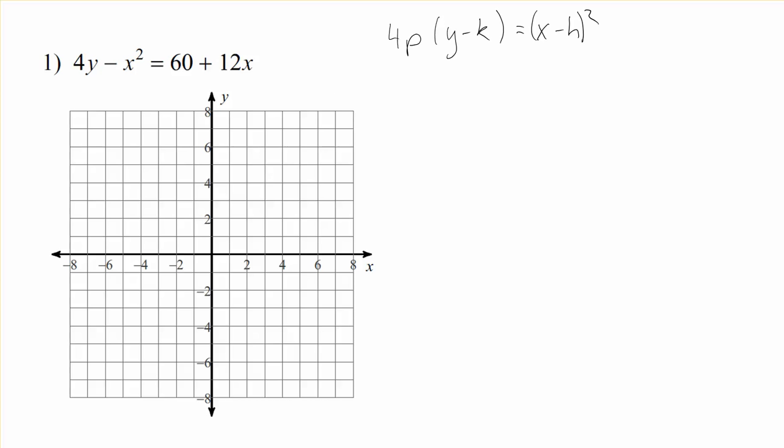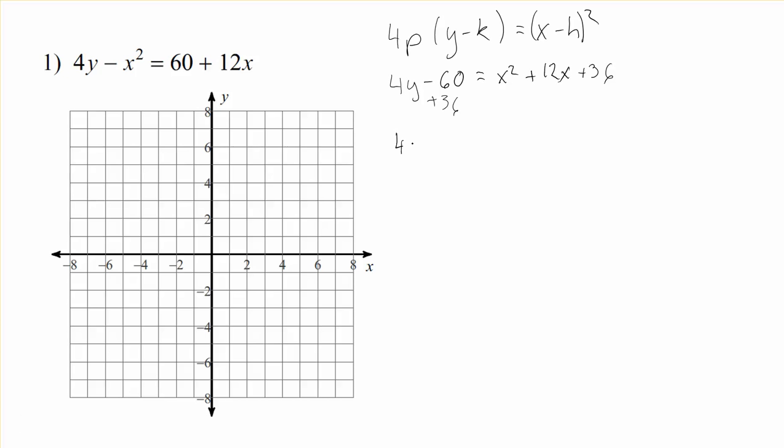We are going to put our x squared and our x term on the right hand side and put the constant and the y term on the left hand side. So that'll give us 4y minus 60 equals x squared plus 12x. Completing the square, I take half of 12, square it, and add it to both sides. So half of 12 is 6, squared is 36, so I'm going to add 36 to the right hand side and add 36 to the left hand side.